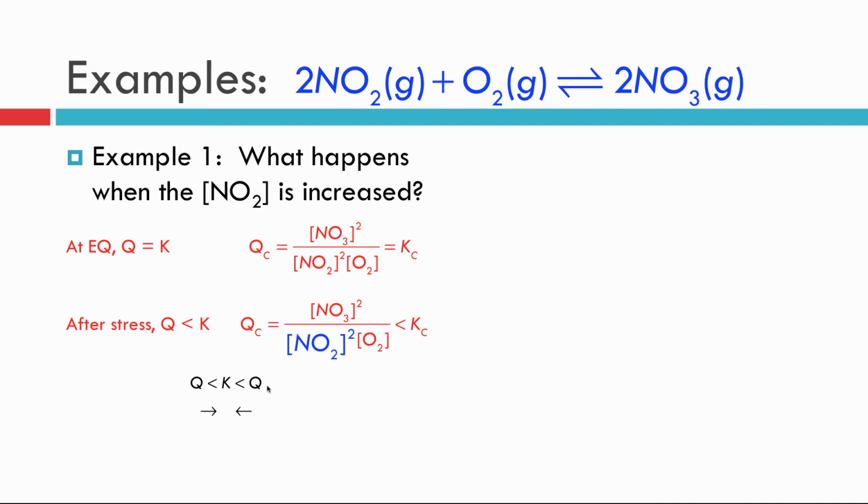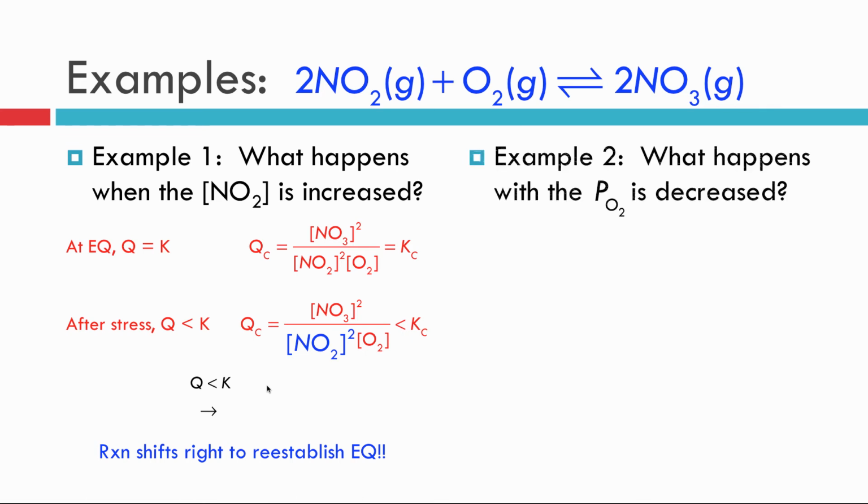So in this particular case, we need to just focus on the Q is less than K, and we can see that the arrow is shifting to the right to get back to equilibrium. So that's what we would say. Our reaction is going to shift to the right to reestablish equilibrium. Let's try another example. What happens if the partial pressure of the oxygen is decreased?